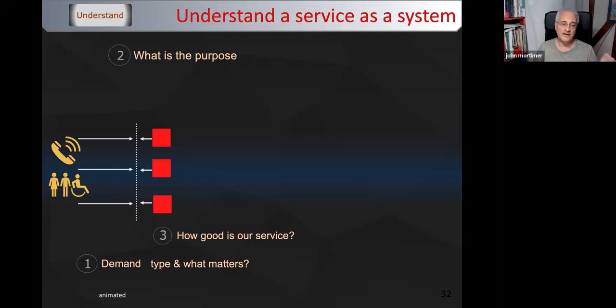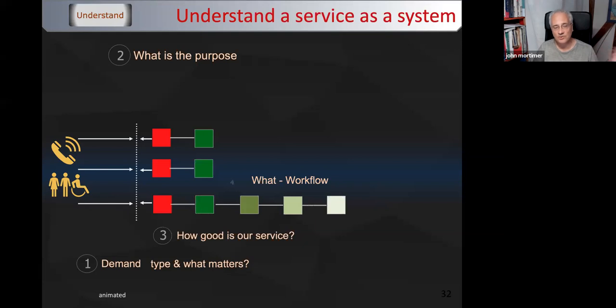And when we've done that, we're going to look at the flow of work all the way through, from the very beginning to the very end. And not just within our organization, it's the beginning to the end from the citizen's perspective. So if they go to a different organization, we have to follow that. And then, that's all quite mechanical stuff.